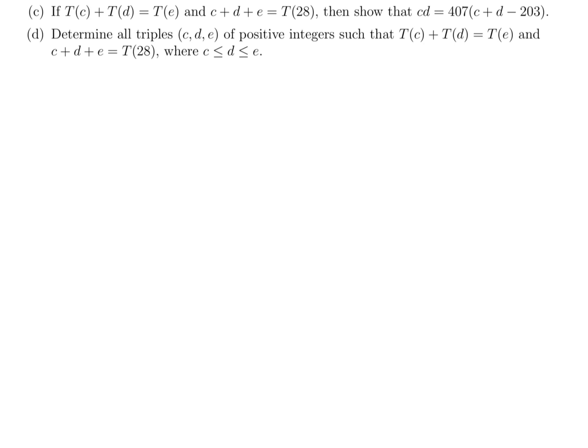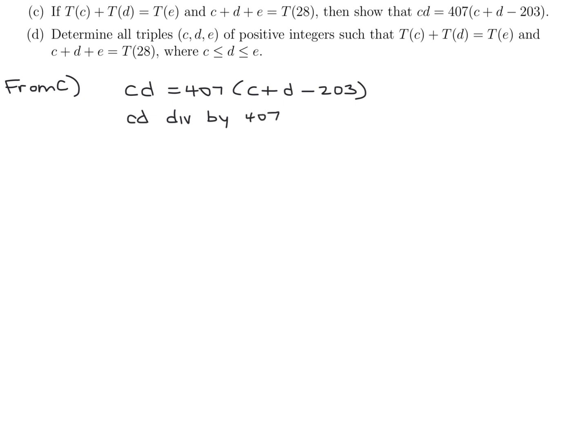And finally, we have D. Determine all triples CDE of positive integers such that TC plus TD is equal to TE, and that C plus D plus E is 28, where C is less than or equal to D is less than or equal to E. So basically, we are just continuing part C. It's exactly the same in terms of what parameters we have to use. And from C, we figured out that CD was equal to 407 times C plus D minus 203, right? We proved it. So that basically means that CD is divisible by 407, according to this.